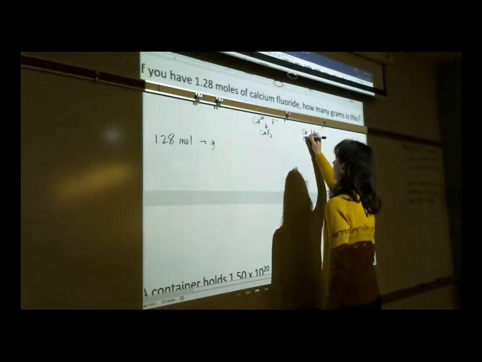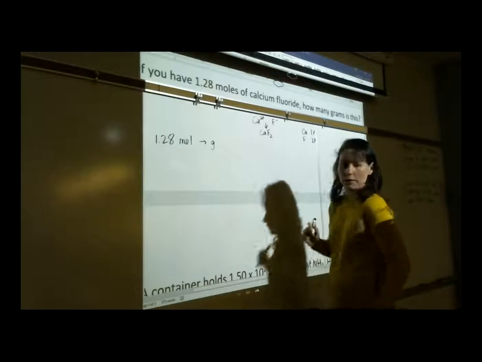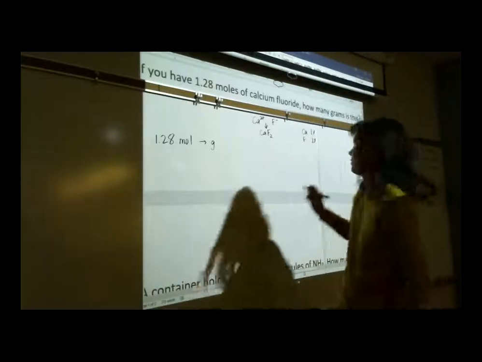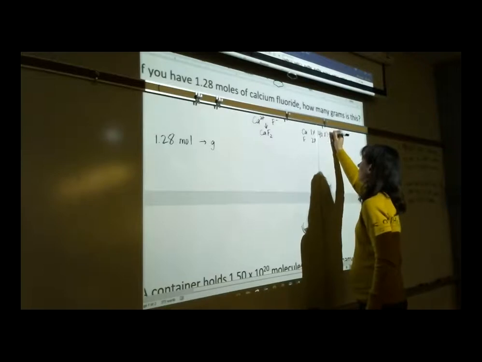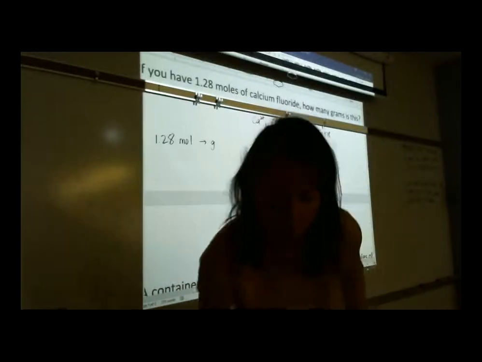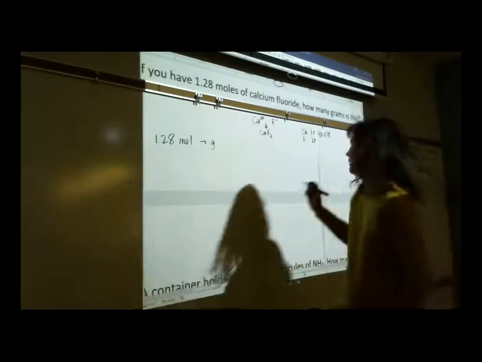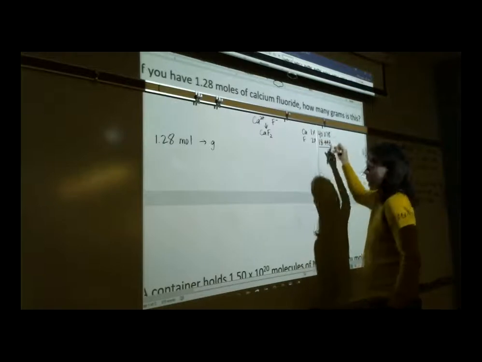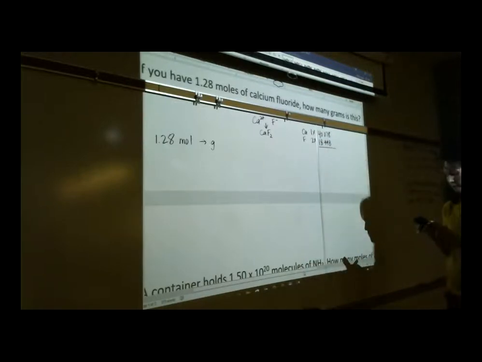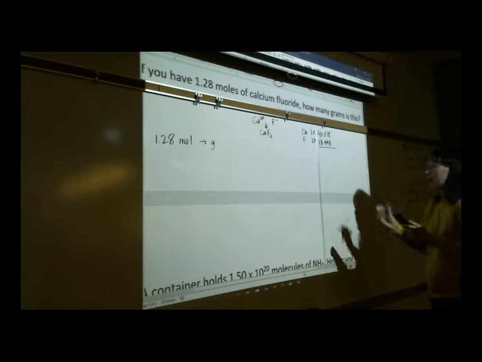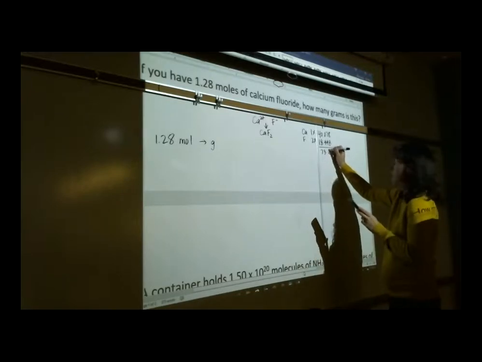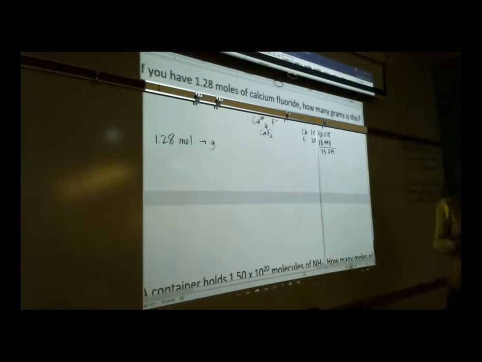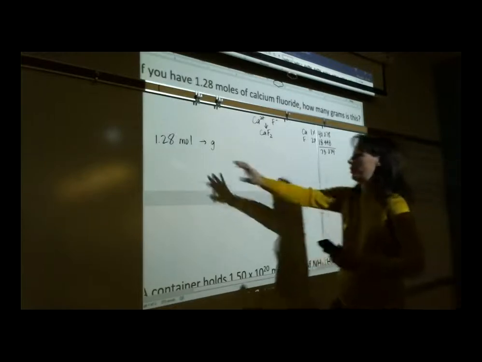Calcium 1 times, and fluorine 2 times. Calcium's 40-something, 40.078. And fluorine, 18.998. Now the decimal places vary on the periodic table that you're using. So 18.998 times 2 plus 40.078, I got 78.074. Do we agree? All right, so let's do our conversion.